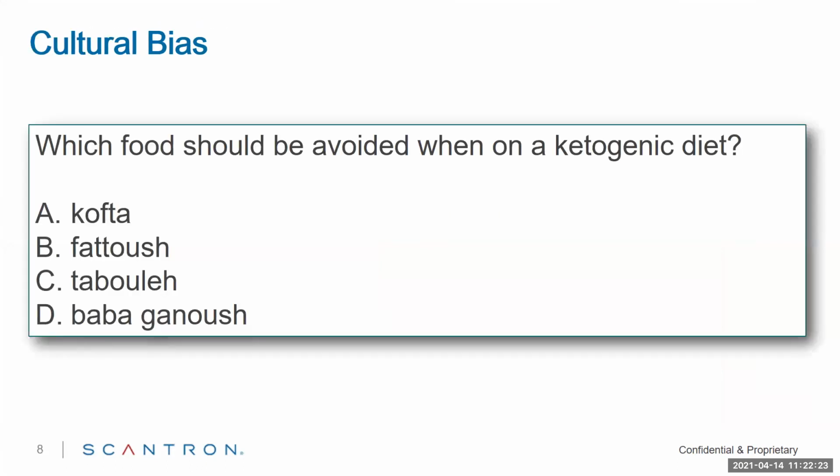Here's an example for you of cultural bias. Never mind the many different acceptable spellings of these foods. People of Middle Eastern descent are at a significant advantage with this question. A candidate may know everything there is to know about a ketogenic diet, but if the foods are unfamiliar, there's no way for them to demonstrate their knowledge.